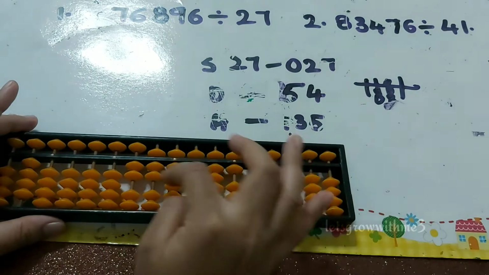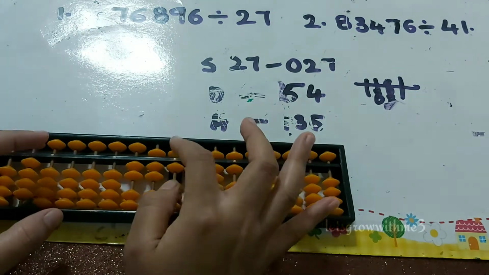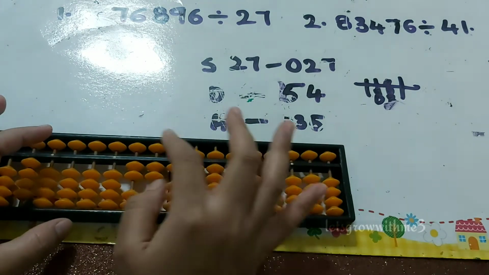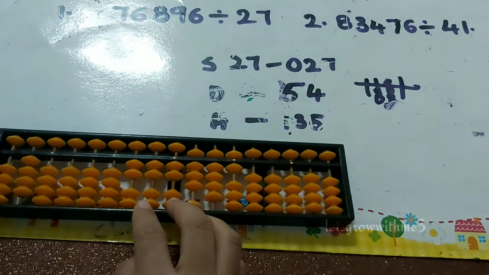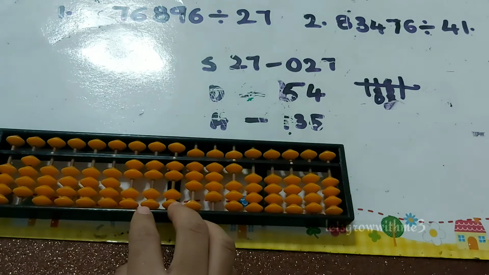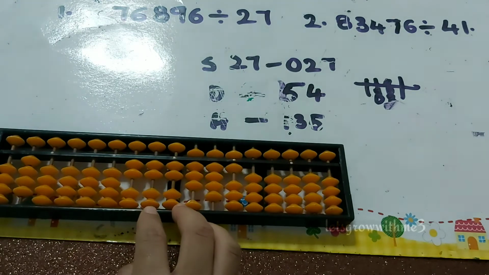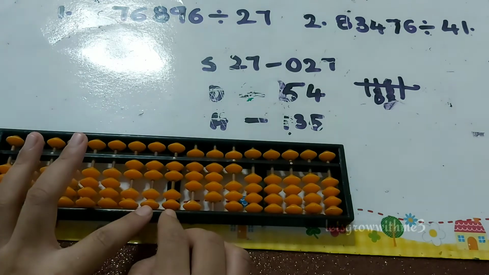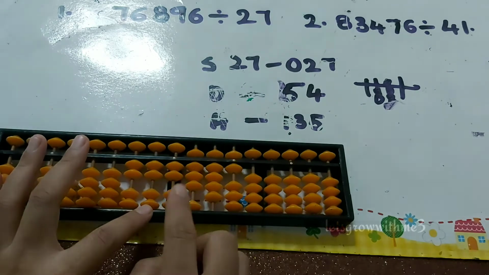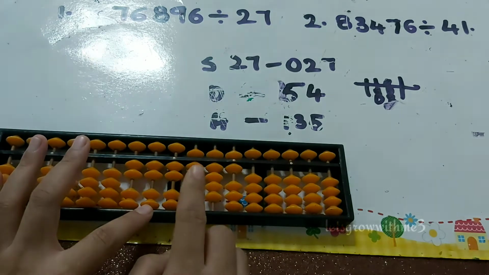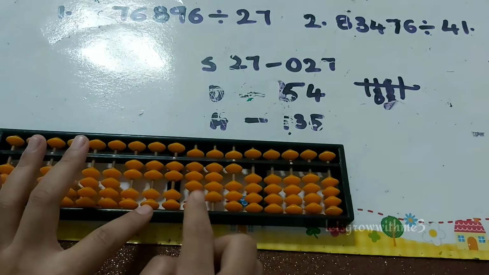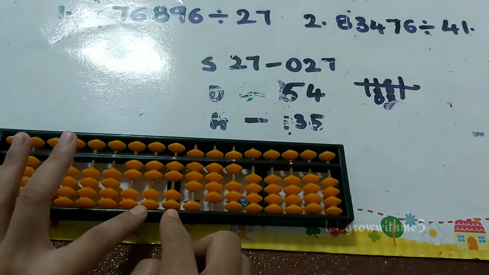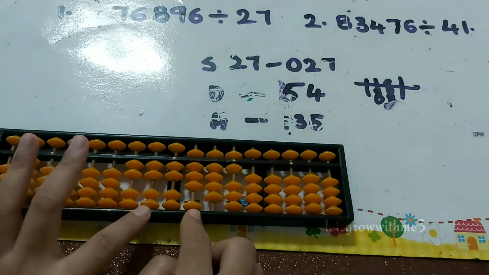Now we have to remove 54 from our dividend 76. So minus 5, then minus 4, minus 5 plus 1. Now our remainder is 22. We can't divide by 27 because the dividend is less than the divisor, so we have to take the next value from our dividend, which is 8. So our next dividend is 228.